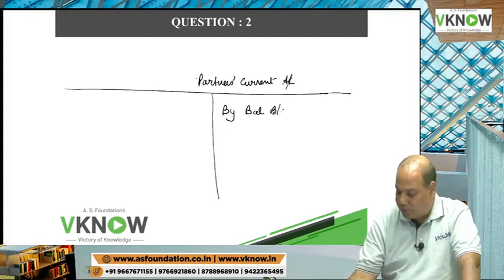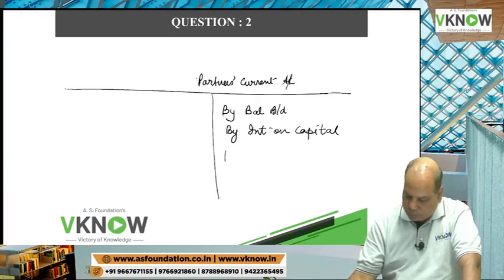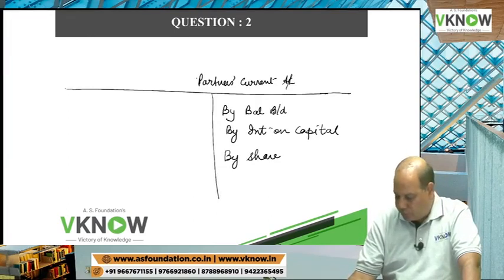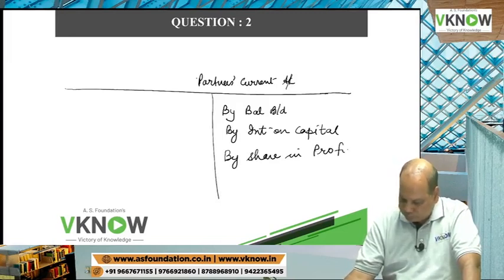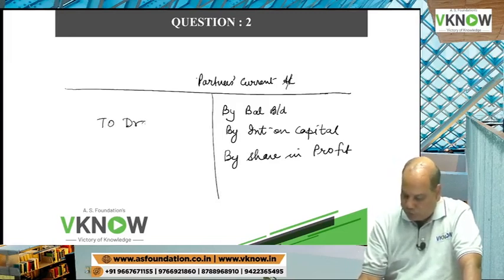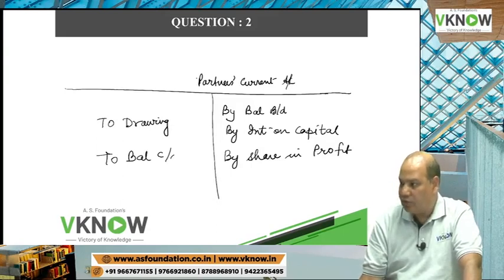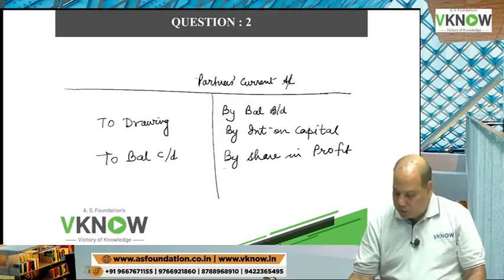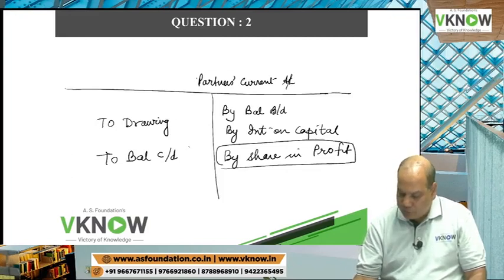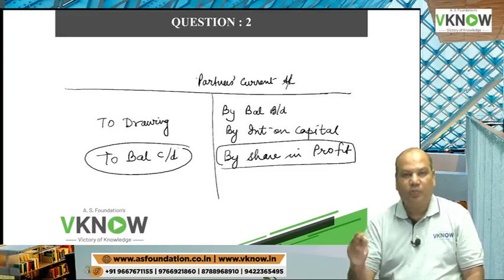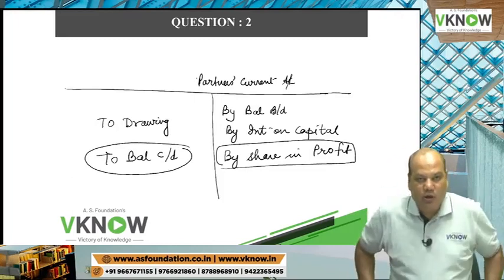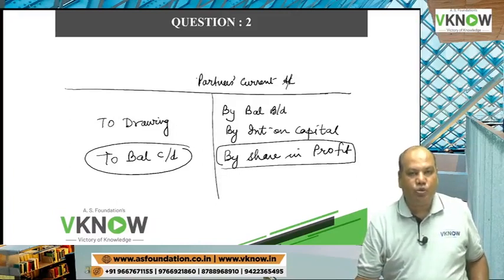Partners' current account, how it is prepared. Usually we write by balance brought down. Then we write by interest on capital. Then we write by share in profit. In this question we have two drawing and we have two balance carried down. Right. Can I not find this profit figure? I have the closing balance. By preparing a balance sheet, I will get the closing balance in capital and current account. By preparing a closing balance sheet, I can get the closing balance of current account.